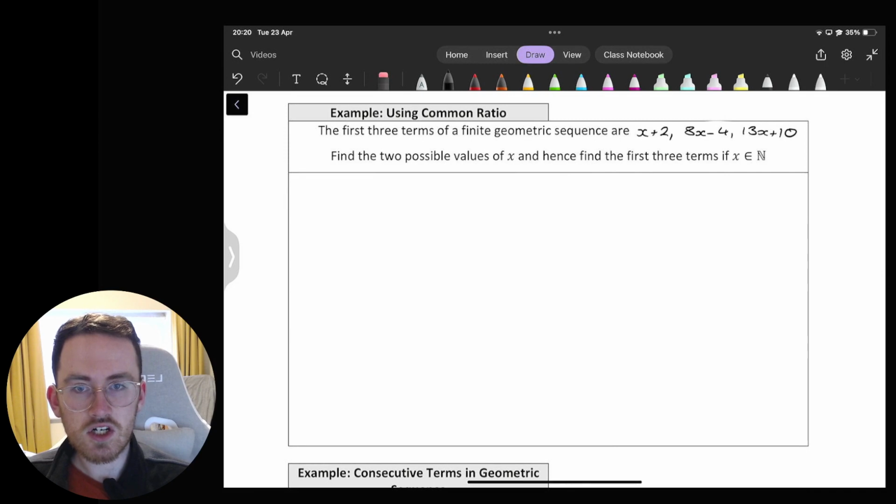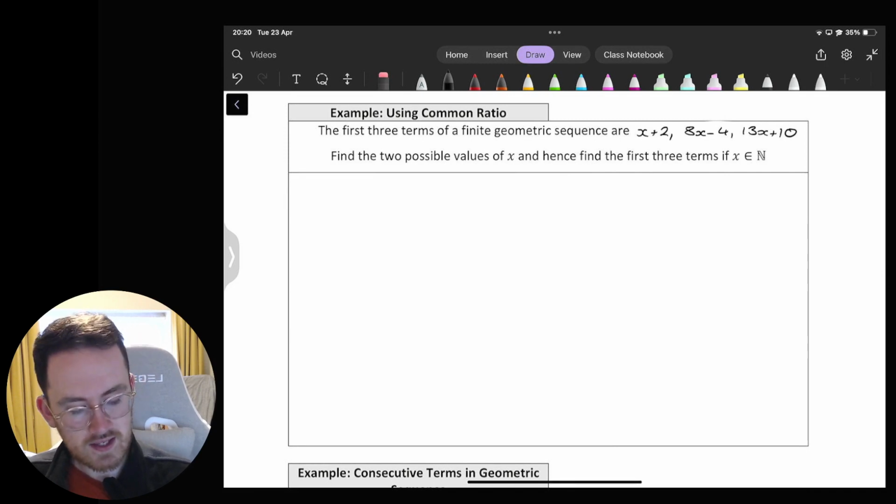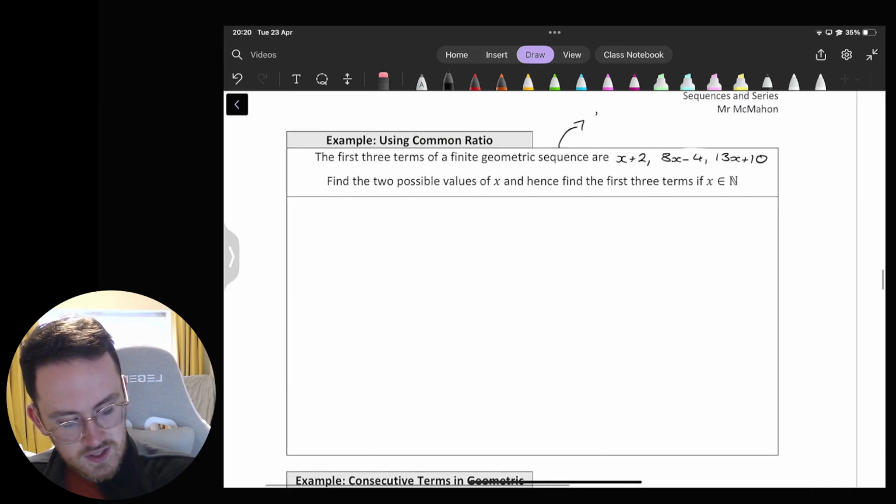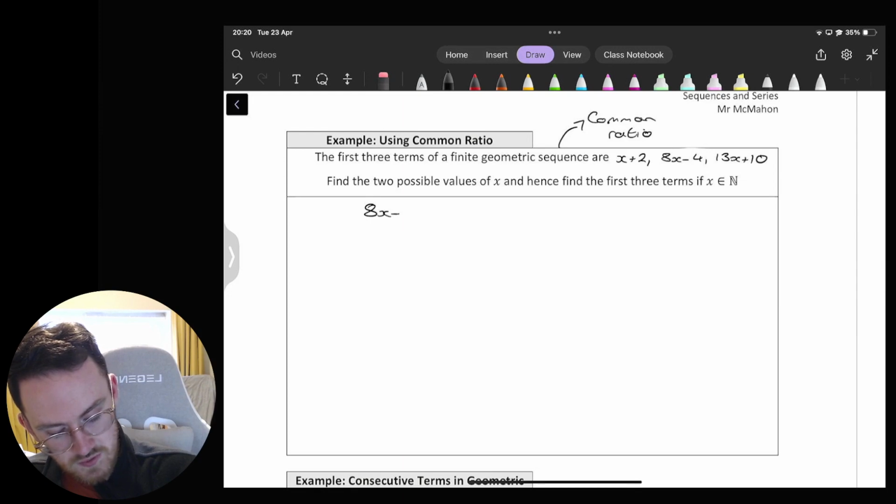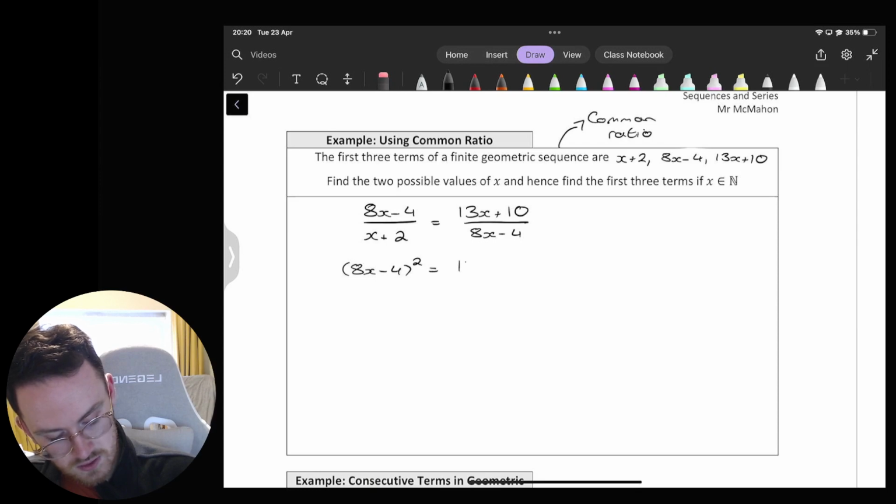We're given 3 terms and we're asked to find a possible value of x. Now the main thing we know about a geometric sequence is that it has a common ratio, and that's what we're going to have to use here. So if I take any term, such as 8x minus 4, and divide it by the previous term, which is x plus 2, that should be the same as me taking any other term, so 13x plus 10, and dividing it by its previous term. So (8x minus 4) squared equals (13x plus 10) times (x plus 2).